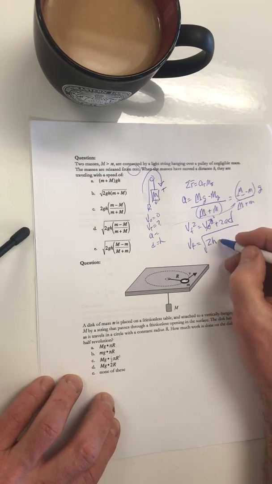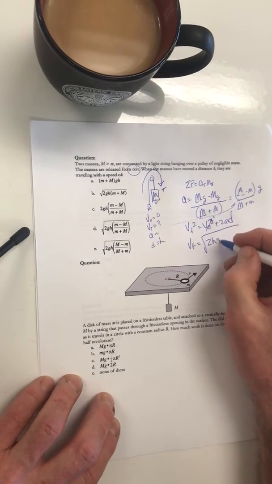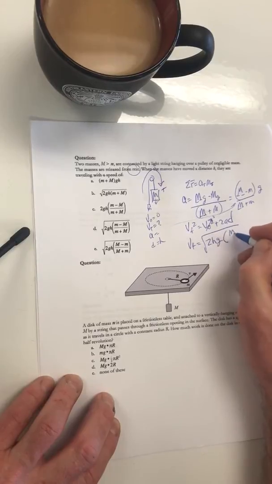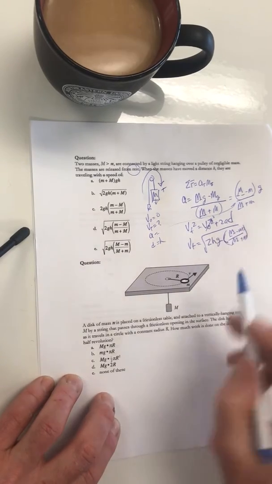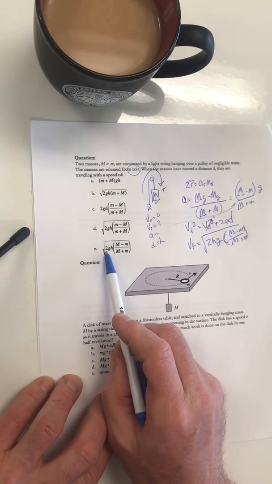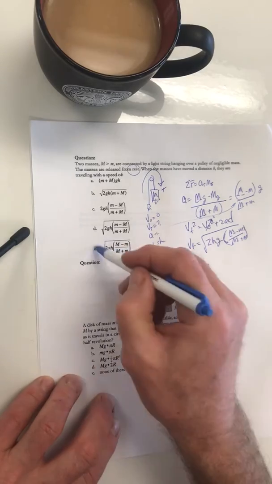I'm going to move the g over because it looks like that's what they did over here. All big M minus little m over big M plus little m. That looks like it right there, right? 2hg big M minus little m. Yep.